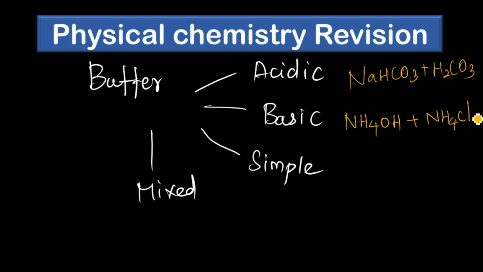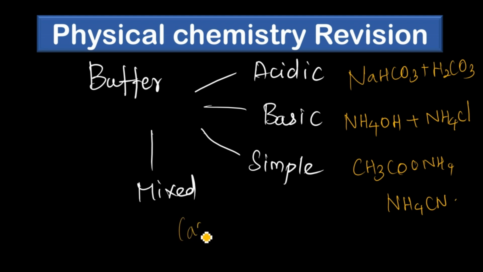Those are weak acid and weak base in water, like CH3COO, NH4 or NH4CN. These are proteins and amino acids, a mixture of an acid salt and a normal salt of a polybasic. So these are some simple buffers. What about mixed buffers? This can be of acidic and or basic. Okay, these are the types of buffers.